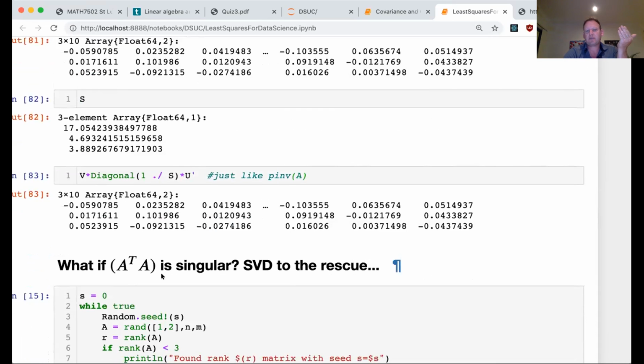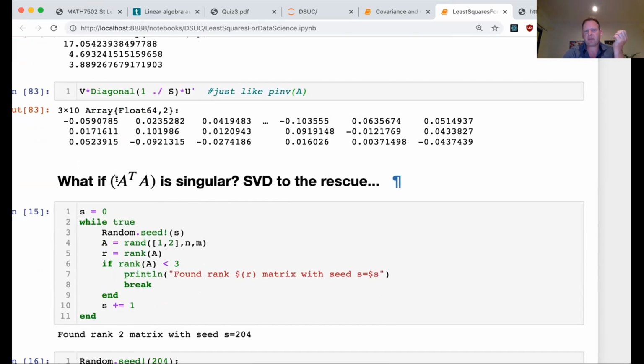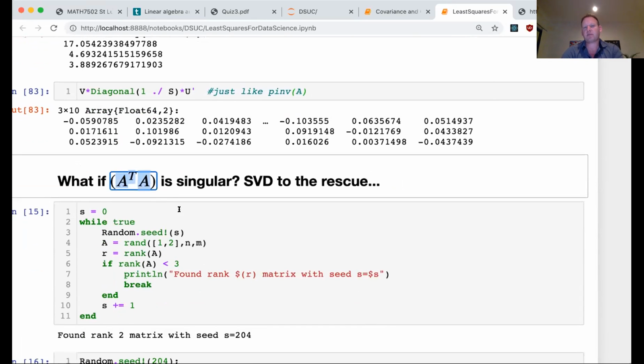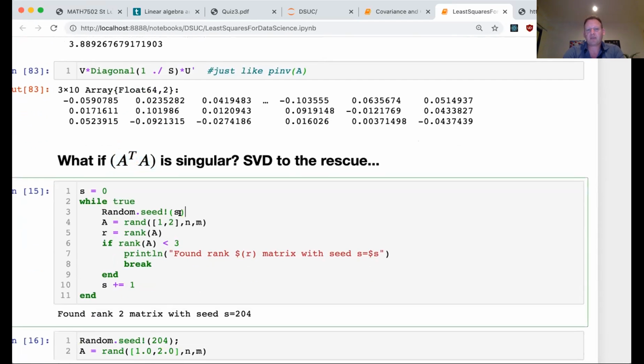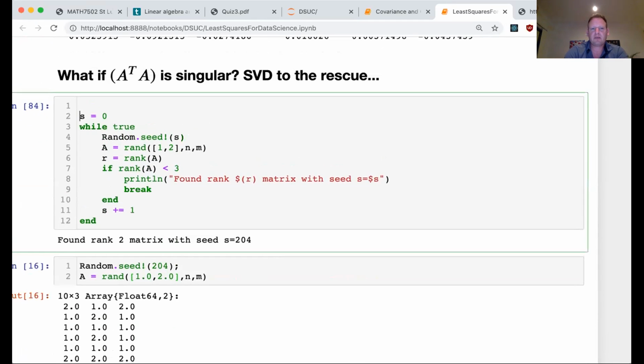So let's see when this is useful. It's useful when A transposed A, as I was already alluding to, is singular. This matrix is singular if and only if the matrix A is not full rank. I mean, that's a proof you've seen. This Gram matrix is always square, but sometimes it's singular, sometimes it's not. So here in this bit of code, all we're doing is constructing a search for a bad example.